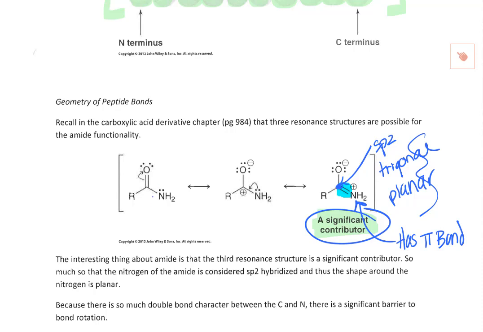In this resonance structure you see the single bond between the carbon and nitrogen, and here you see the single bond between carbon and nitrogen, and here you see the double bond between carbon and nitrogen. What this means is that there's enough double bond character between the carbon and nitrogen that there's a barrier to rotation. So let's look at that S-cis, S-trans thing that we've talked about in the past and how that's going to relate to here.